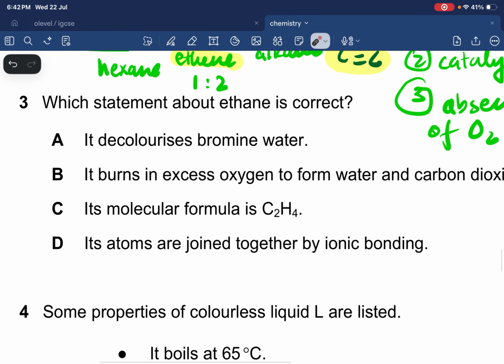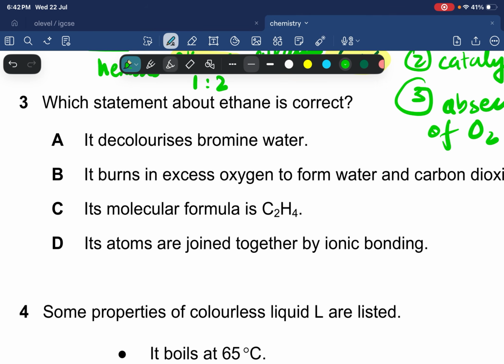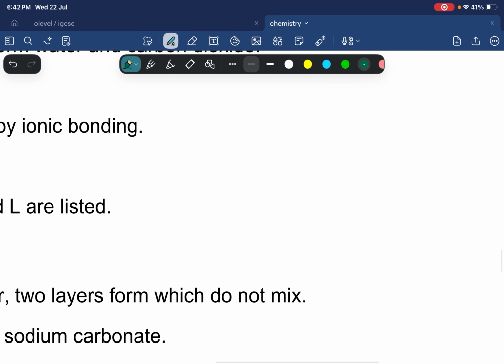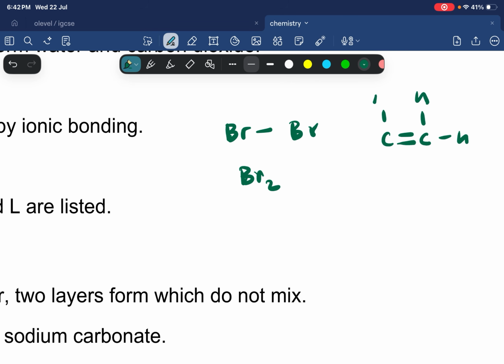Next, which statement about ethane is correct? It decolorizes bromine water. No. Remember that the bromine water test is for your alkenes, the ones that are going to have the double bond in them, that are going to be unsaturated. So there must be a carbon-carbon double bond in something for it to decolorize bromine water. I'm going to show you how you decolorize bromine water. This is Br2. And then you have C double bond C, H, H, H, and H.